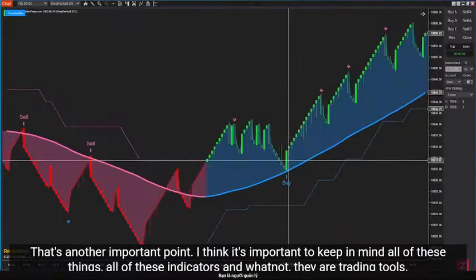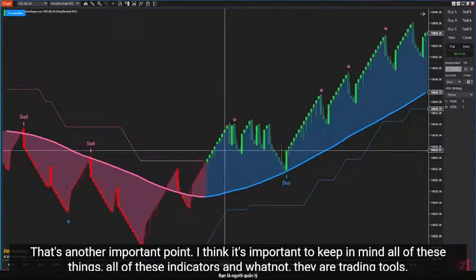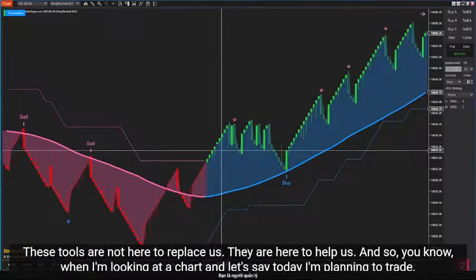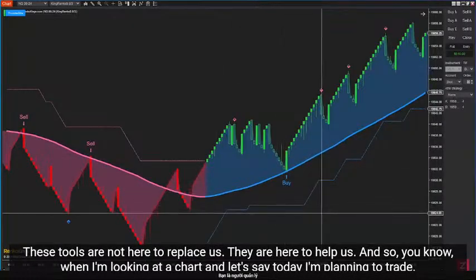That's another important point. I think it's important to keep in mind all of these indicators and whatnot, they are trading tools, right? We are not to just use them blindly. We need to use them in context. These tools are not here to replace us, they are here to help us.